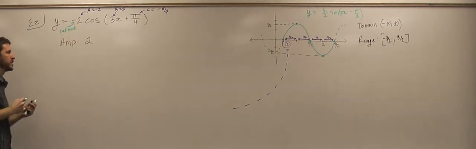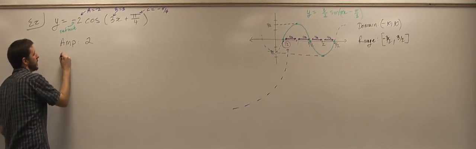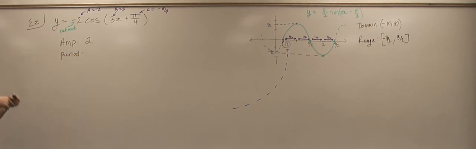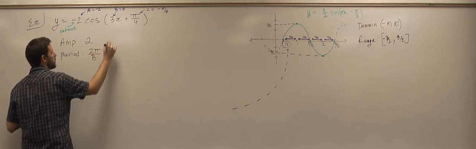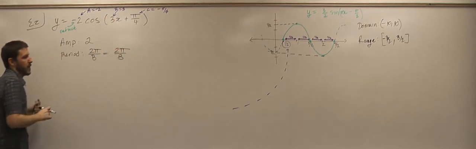Technically, the amplitude is always the absolute value. Period. How do you calculate period? 2 pi over b. In this case, b is 3. So our period is 2 pi over 3.